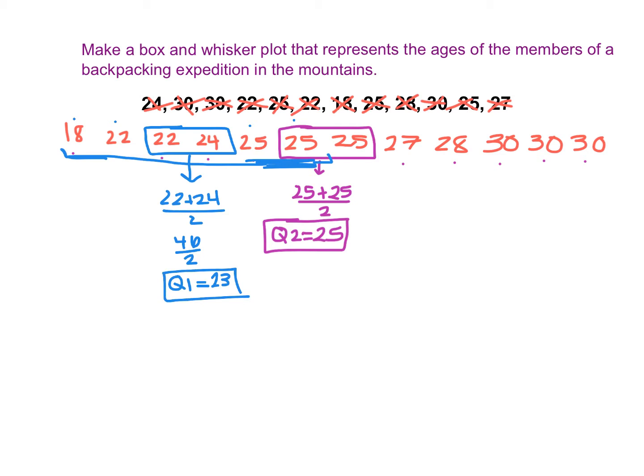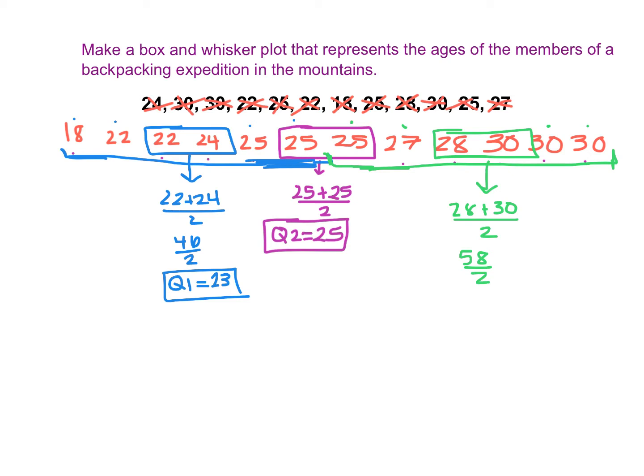And then I'm going to repeat this same process up here with the top half of the data. So I'm going to focus on this data right here. And again, I have to find the median. And so I notice I have 2 numbers here, so I'm going to average those. So 28 plus 30 divided by 2, which gives me 58 divided by 2, which leaves me with a Q3 value equal to 29.